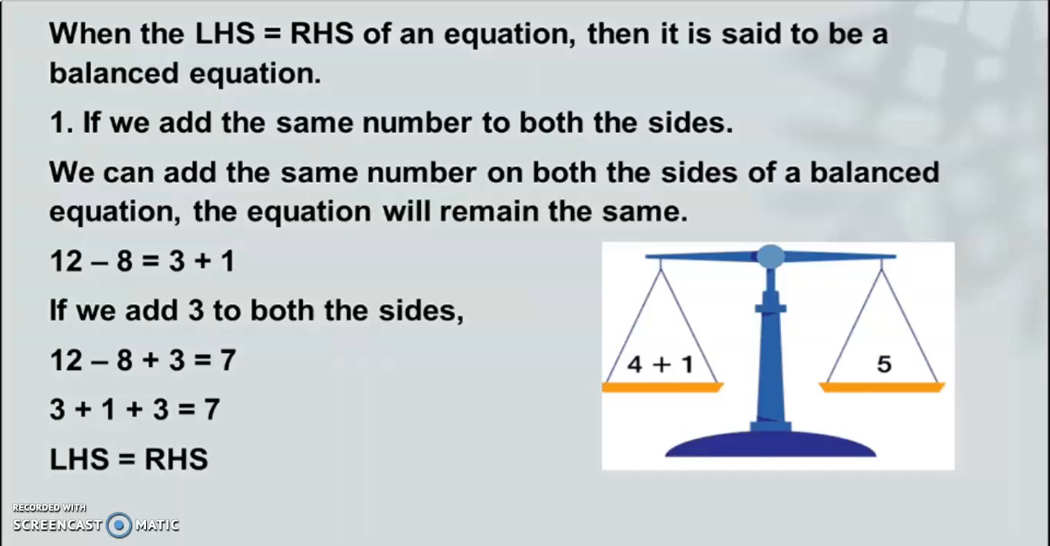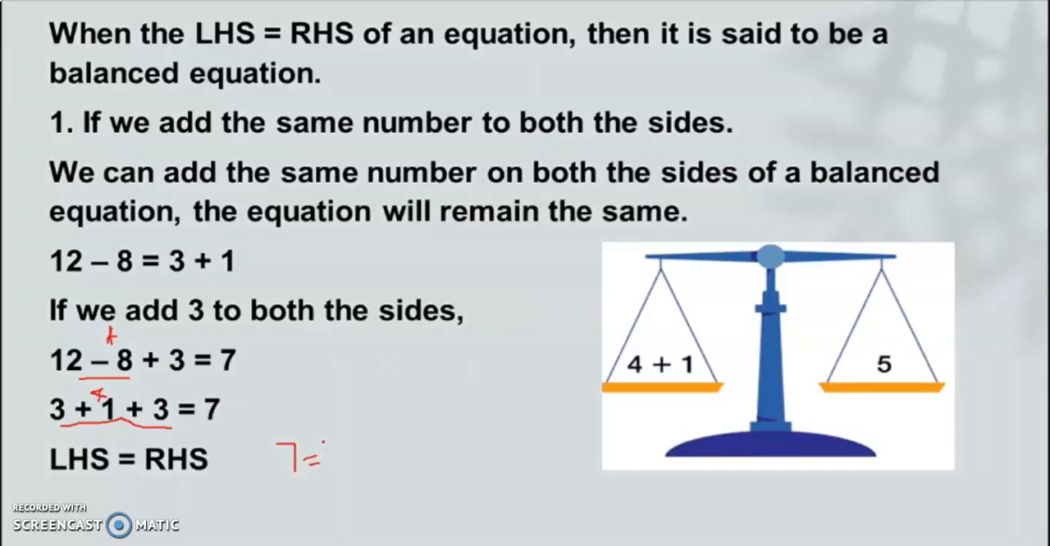Balanced equation, the equation will remain the same. Yes. Suppose 12 minus 8 is equal to 3 plus 1. Okay. Now, here what we are doing is, we are substituting 12 minus 8. What is 12 minus 8? 4, right? So, instead of 4, we are writing 3 plus 1. Anyhow, we have to add 3 on both the sides. So, we take it like 3 plus 1 plus 3. So, 3 plus 1 means 4. And 4 plus 3 is equal to 7. So, 7 is equal to 7.